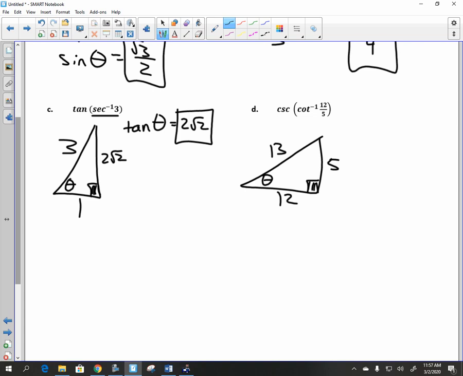So this expression becomes the cosecant of theta because cotangent inverse of 12 over 5 will produce theta. So the cosecant of theta is hypotenuse over opposite. Very good. 13 over 5. Nice work. That's your final lesson of chapter 7.